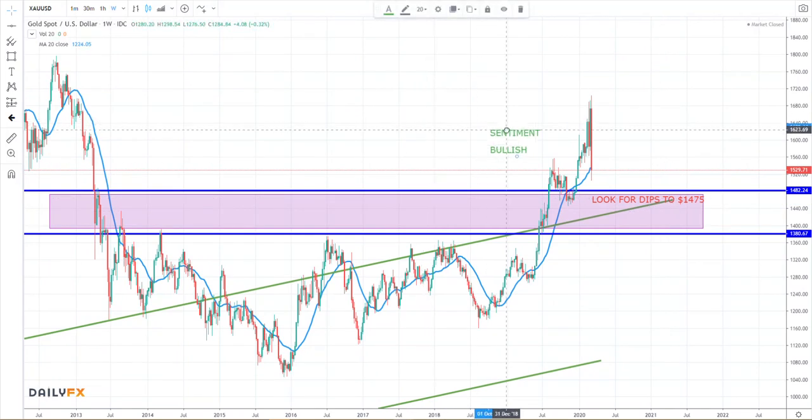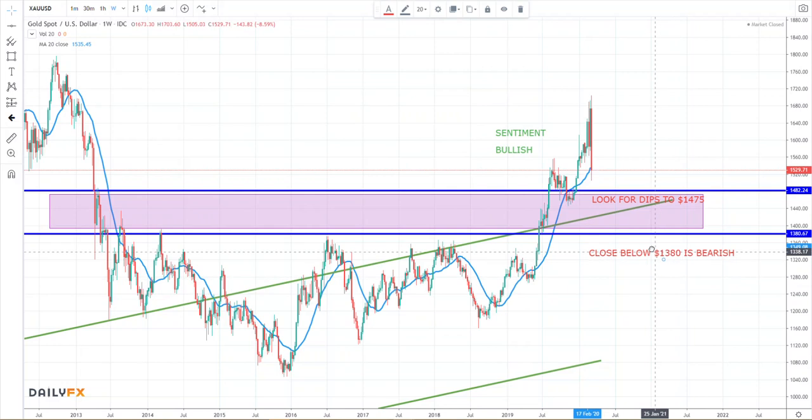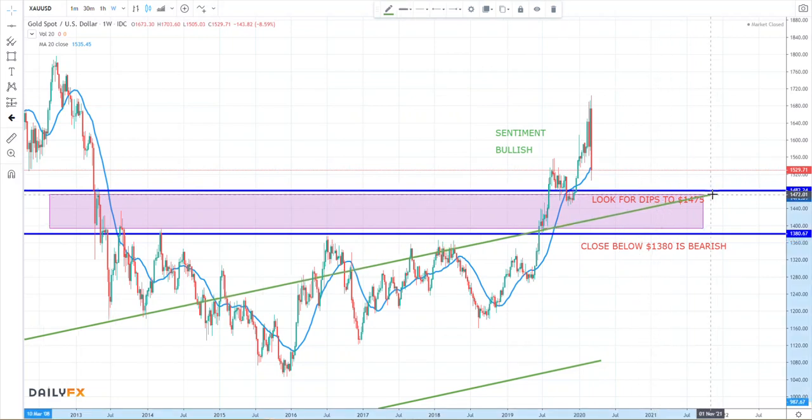What turns my sentiment bearish is a close below 1380. Go ahead and mark that out. A close below 1380 is bearish. But we can see price is very far away from that. Doesn't mean it couldn't happen, but the probability is highly unlikely. Even a dip into here would seem like a really good buying opportunity for traders.